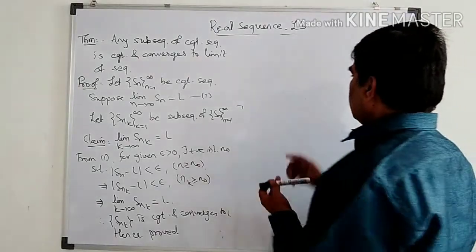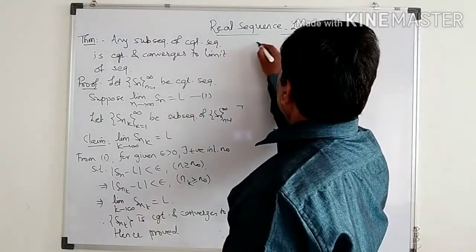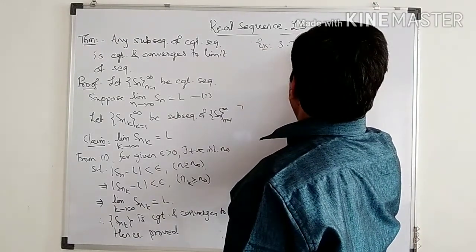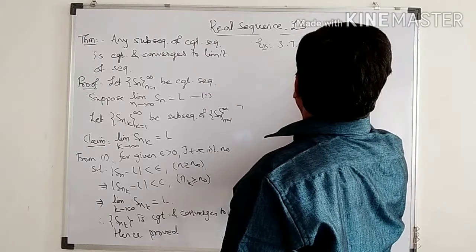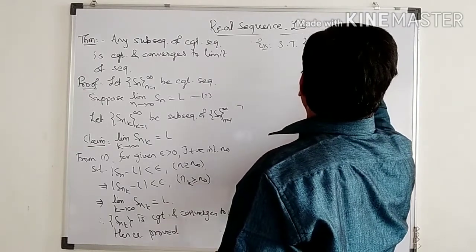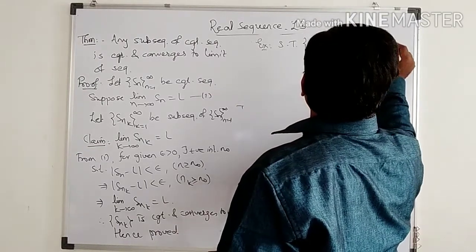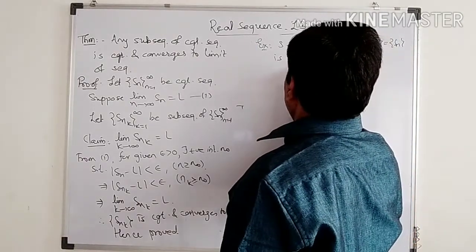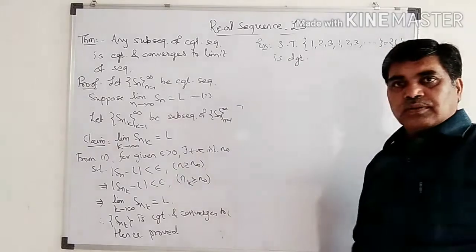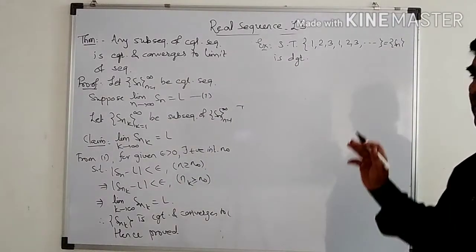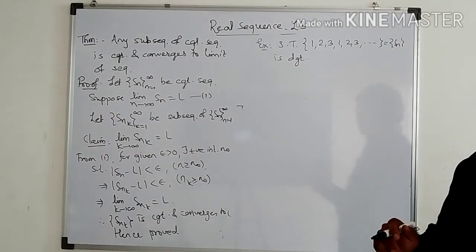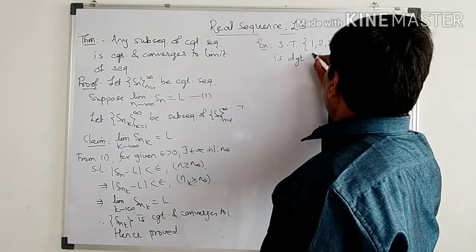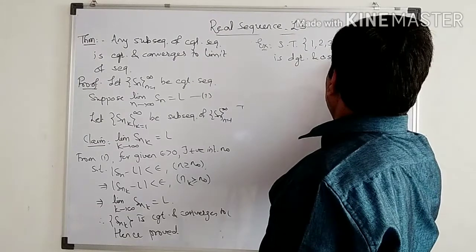Okay, so for example, say 1 2 3 1 2 3 and so on. This is my Sn sequence. It's divergent. It is an oscillatory sequence. It doesn't go to infinity, it doesn't go to minus infinity also. So it is divergent and oscillatory.